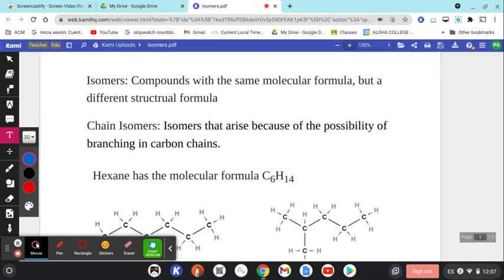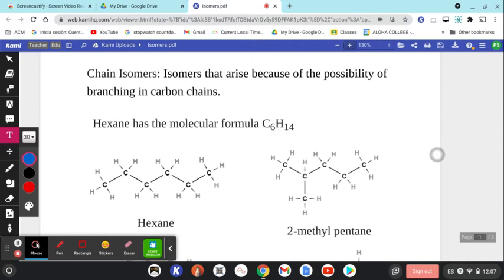Today, we're going to be looking at isomers, which appears in both the iGCSE and the IB chemistry course. Now, what are isomers? They are compounds with the same molecular formula, which means the same number of atoms of each element, but a different structural formula, so a different structure. There are two main types of isomers we will be looking at today: chain isomers and positional isomers.